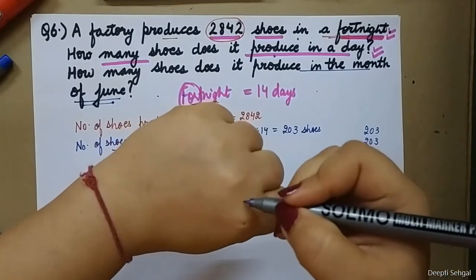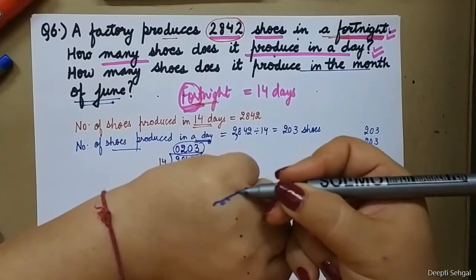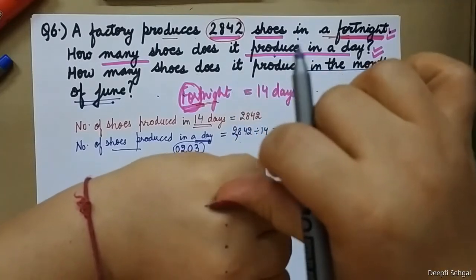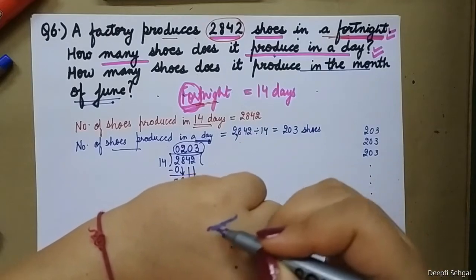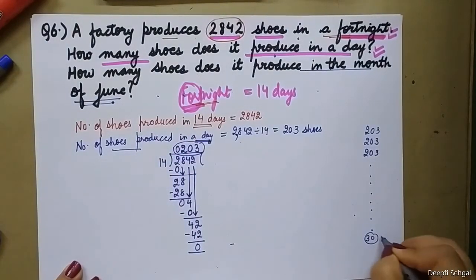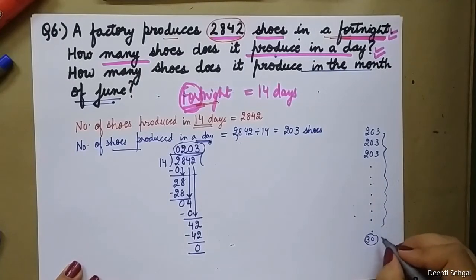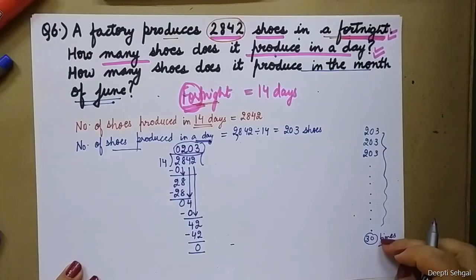So January, February, March, April, May, June. So it is coming here. So it is inside. It is here. So that means June has how many days? 30 days. So we have to multiply by 30. It will get added 30 times because we have to find out for the 30 days.